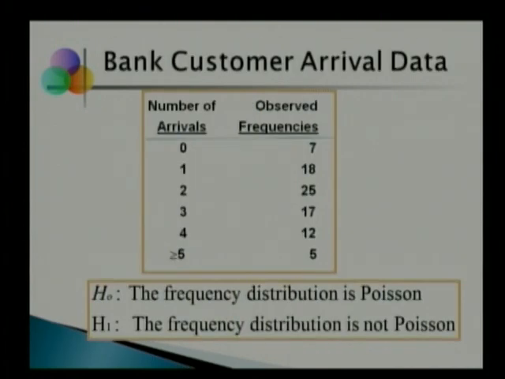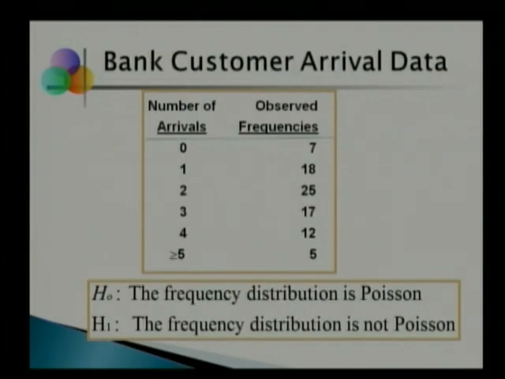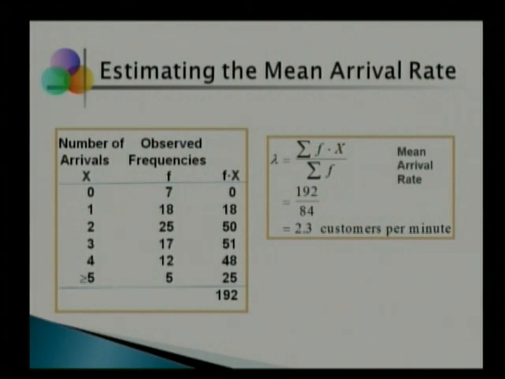Here we have bank customer arrival data. The number of customers arrived is given here, and we want to test the hypothesis. That means this is the actual observed data, and we want to test whether this frequency distribution follows a Poisson distribution or not. So here the number of arrivals is 0, 1, 2, 3, 4 and more than 5. These are the observed frequencies. Now again here we calculate the mean, because we want to test the hypothesis about the Poisson distribution, and the Poisson distribution involves one parameter, that is lambda. So lambda can be estimated by the sample mean.